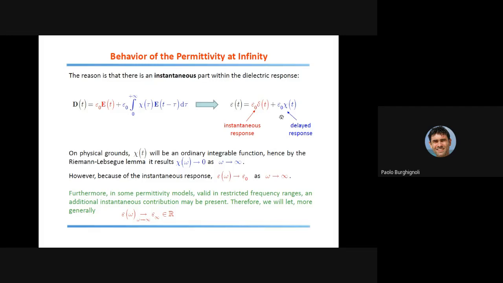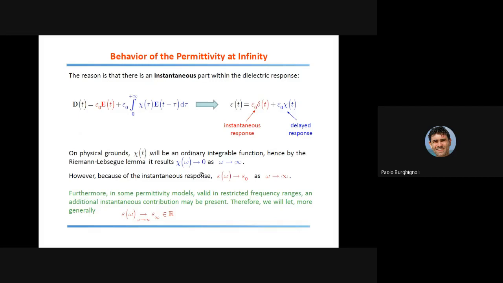The remaining part is the so-called delayed response. That is due to the physical phenomenon of polarization of the medium. And this is described by this chi function here. Now, on physical grounds, this function should be an ordinary integrable function, and therefore, by the Riemann-Lebesgue lemma, its Fourier transform should be infinitesimal as omega tends to infinity.